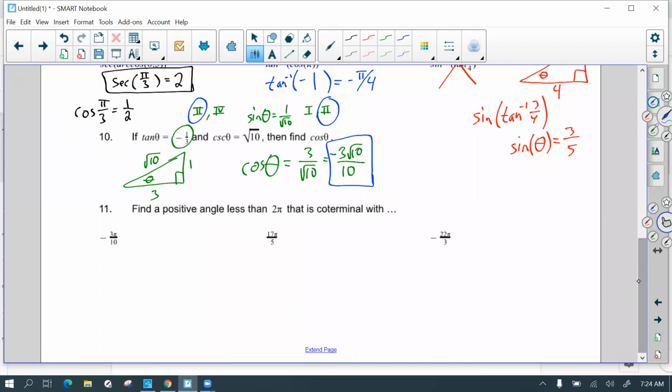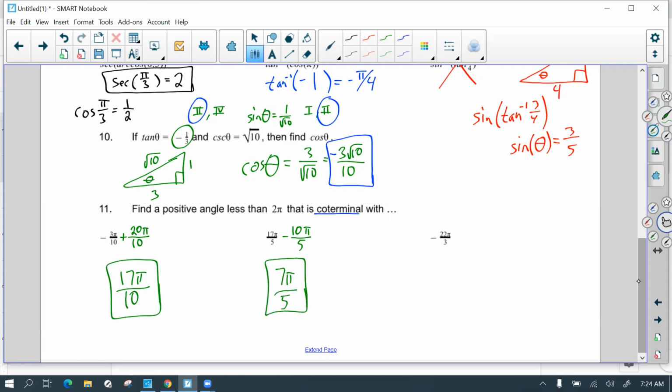And then finally, find angles that are coterminal with these. To find an angle that's coterminal, you just add or subtract a full revolution. So in this case, I want to add a full revolution, which is 2 pi, so in this case 20 pi over 10. So I get 17 pi over 10. Here I would subtract a full revolution, which is 10 pi over 5. And that's 7 pi over 5. And then lastly, I would add 6 pi over 3. That's a full circle.